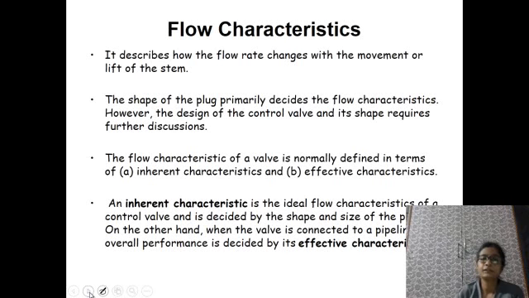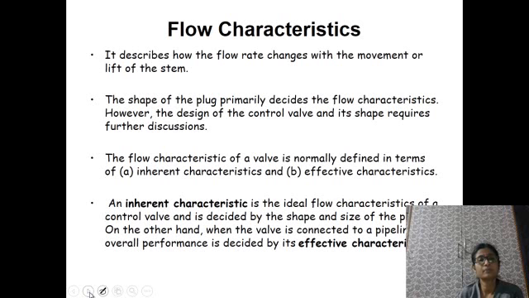Next is flow characteristics. Valve flow characteristics is a very important feature that describes how the flow rate changes with the movement of stem upliftment.